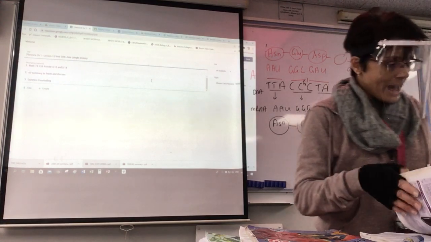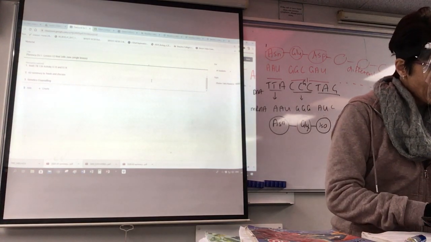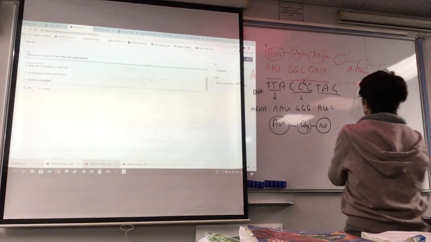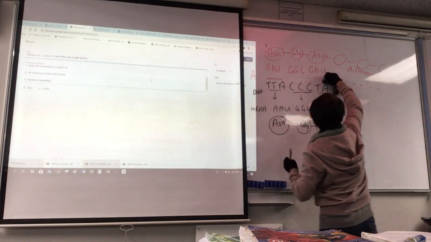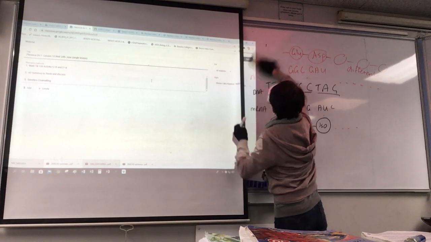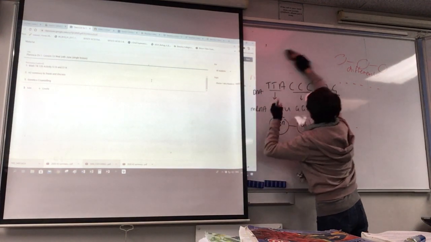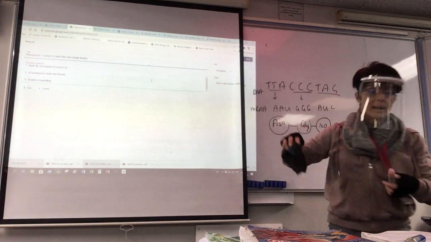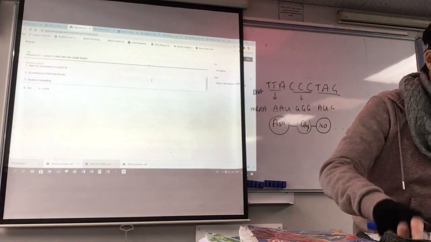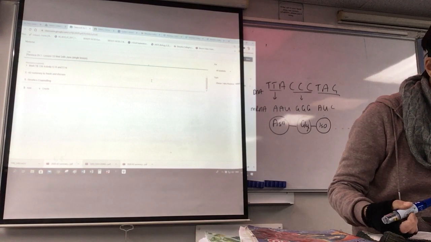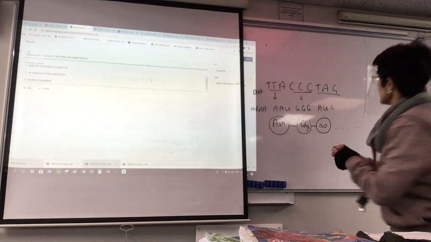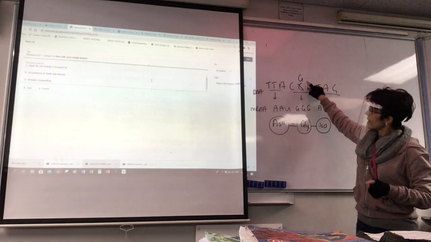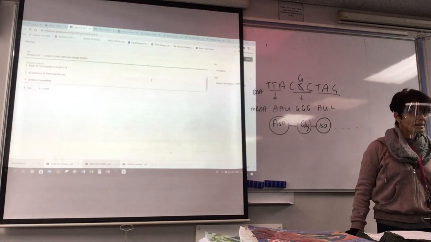Alright, so if we go back, mutation B is a substitution. Let me just rub this off. The reason why I want to do this with you is because you need to be able to answer some kind of question like this. So mutation B, it's TTA-CGC. So that cytosine nucleotide is substituted with guanine.